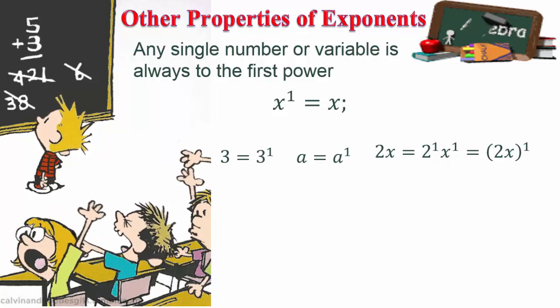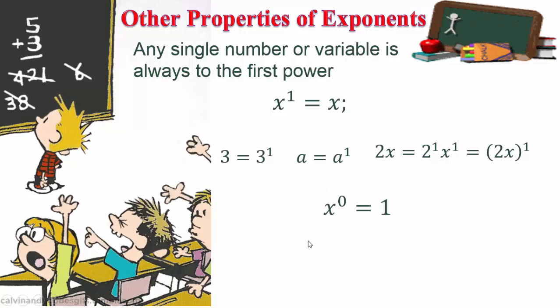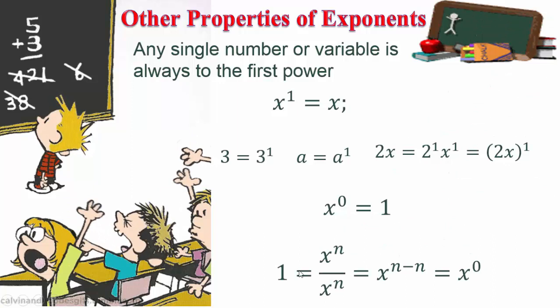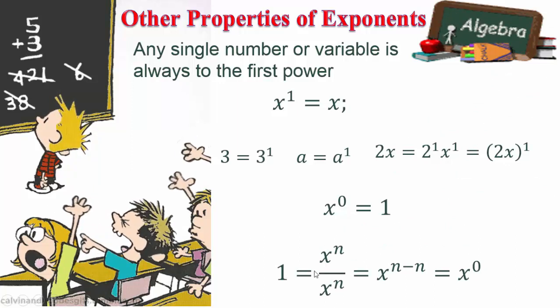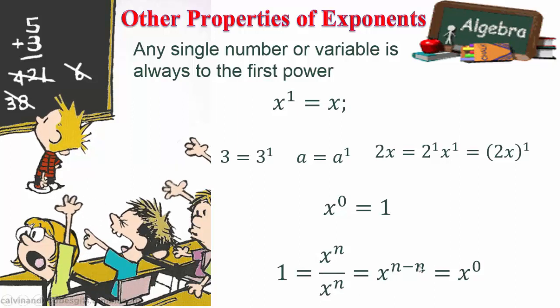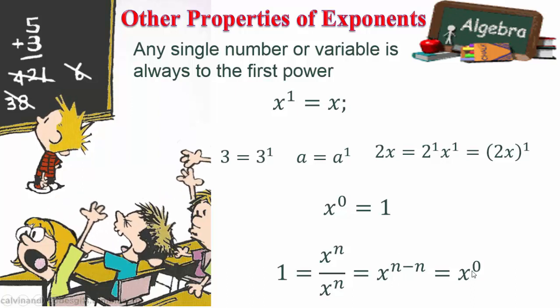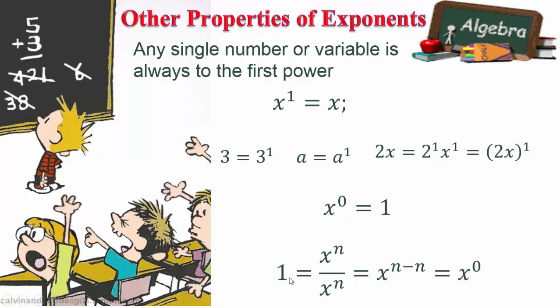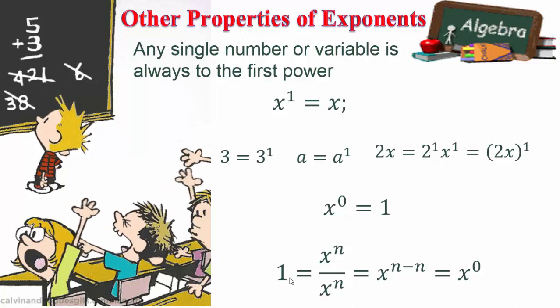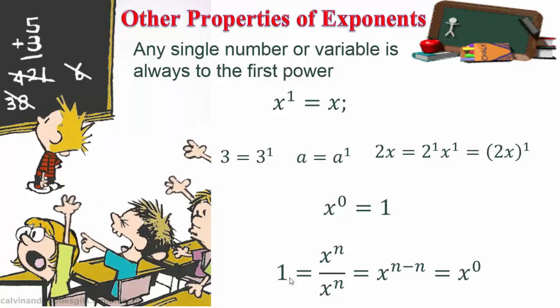Anything to the 0 power is equal to 1, no matter what. For example, when we had situations like x to the n divided by x to the n, that is n minus n, which is equal to 0. That gives us x to the 0 power. However you get there, anything to the 0 power is equal to 1.